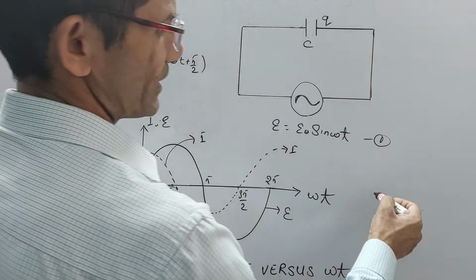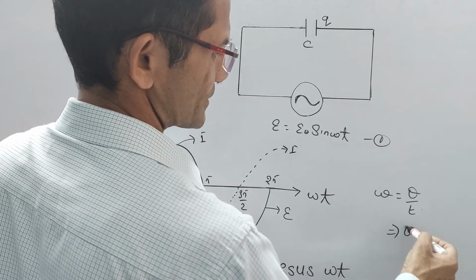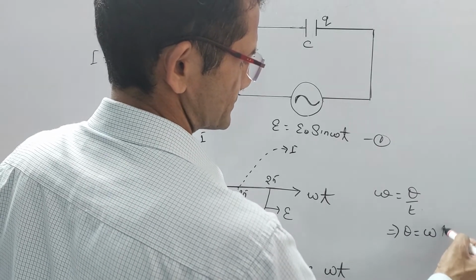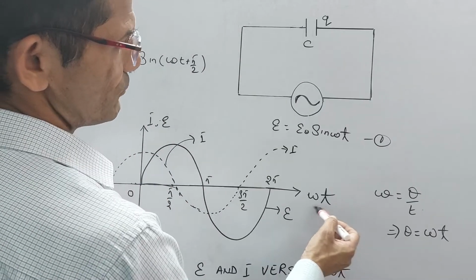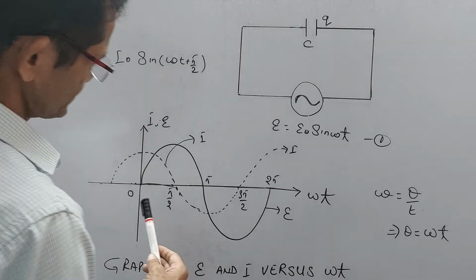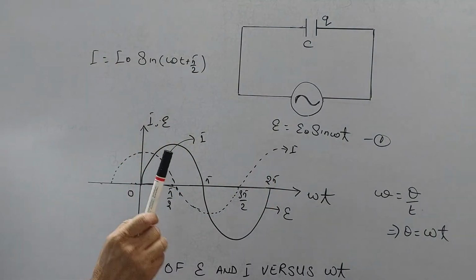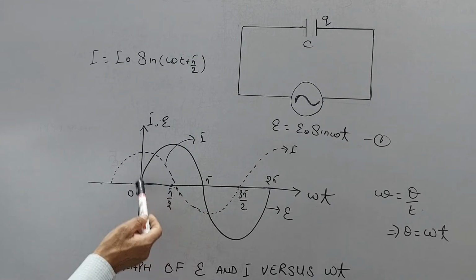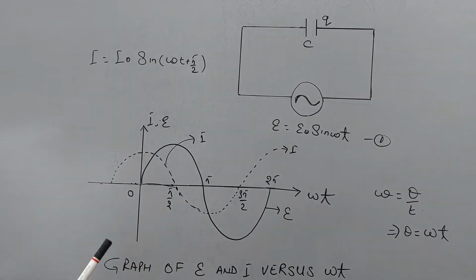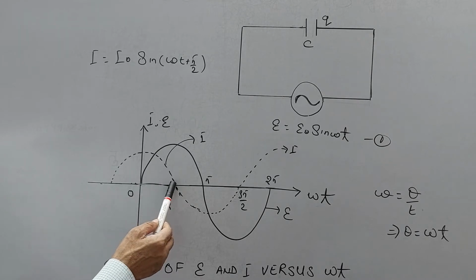Also we know that omega, angular velocity, is equal to theta divided by t. From here the angle theta turned is equal to omega into t. So this is the graph of E and I versus theta, which is omega t. Here we can say that the phase difference between EMF and the current at a particular time will be pi by 2. This is the difference of these ones. It means that whenever current becomes maximum, it does so earlier than the voltage becomes maximum by an angle of pi by 2. That is the meaning of the difference of phase angles between them.